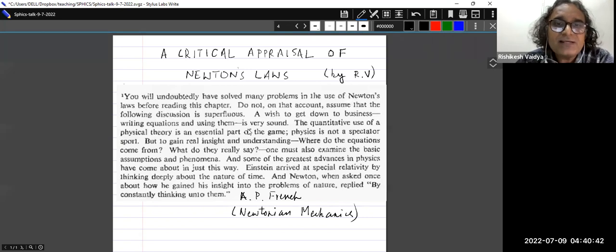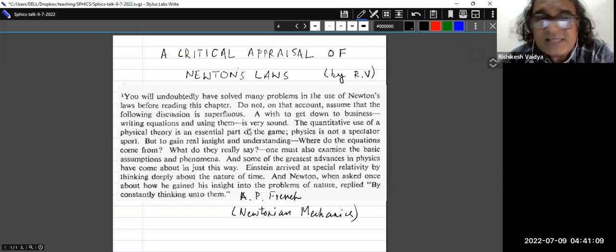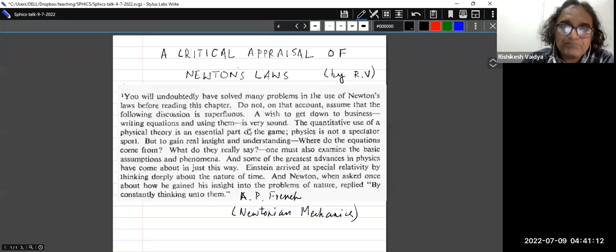But to gain real insight and understanding, where do equations come from? What do they really say? One must also examine the basic assumptions and phenomena. And some of the greatest advances in physics have come about in just this way. Einstein arrived at special relativity by thinking deeply about the nature of time. And Newton, when asked once about how he gained his insight into the problems of nature, replied by constantly thinking unto them. So of course, this is a tall order, and we'll just be scratching the surface of what AP French is hinting at.